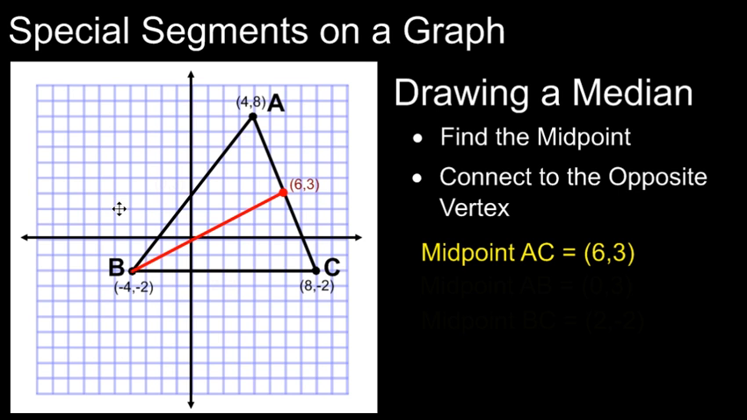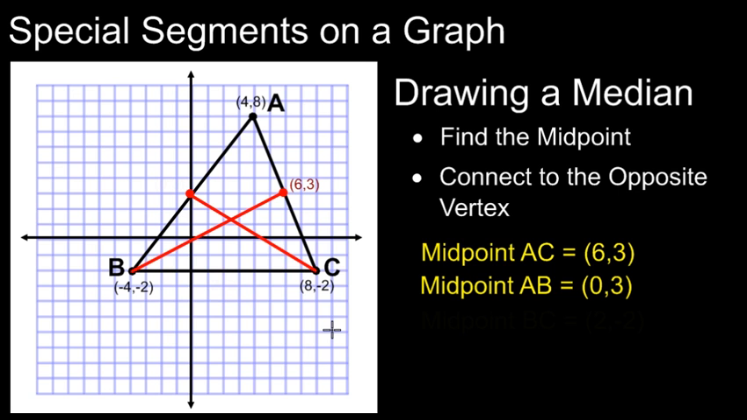Now let's do the same thing with AB. Let's find the midpoint of AB. I take 4 plus negative 4, which is 0, and 0 divided by 2 is still 0. Then we do the same thing with the y coordinates. Negative 2 plus 8 is 6, and 6 divided by 2 gives me 3. So my second midpoint is at 0, 3, and again it looks like it's in the middle. Once again, I connect that midpoint to the opposite vertex.